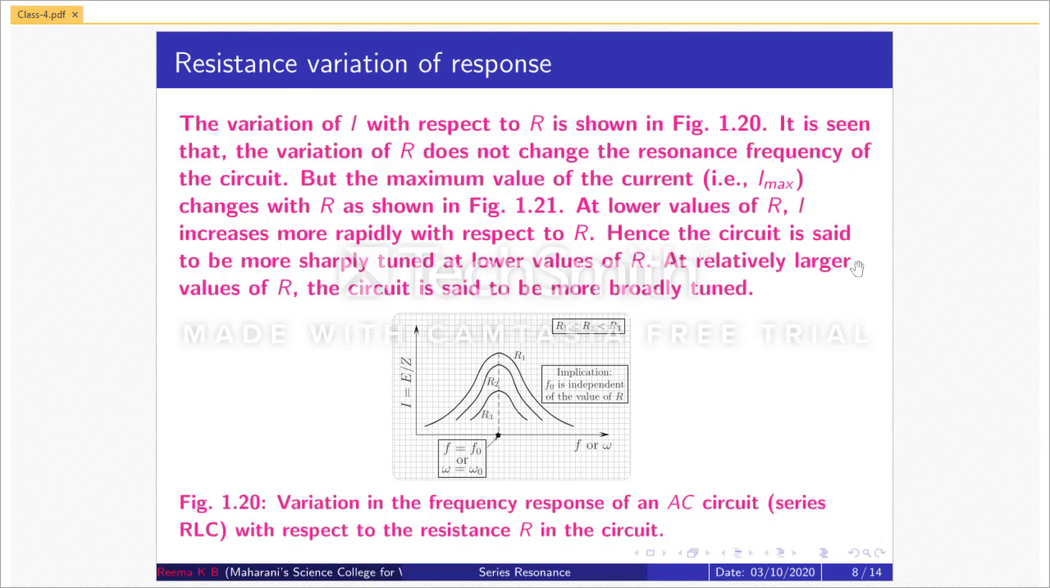At lower values of resistance R, current I increases more rapidly with respect to frequency. Hence, the circuit is said to be more sharply tuned at lower values of R. You can see this diagrammatically here. At relatively larger values of R, the circuit is said to be more broadly tuned.